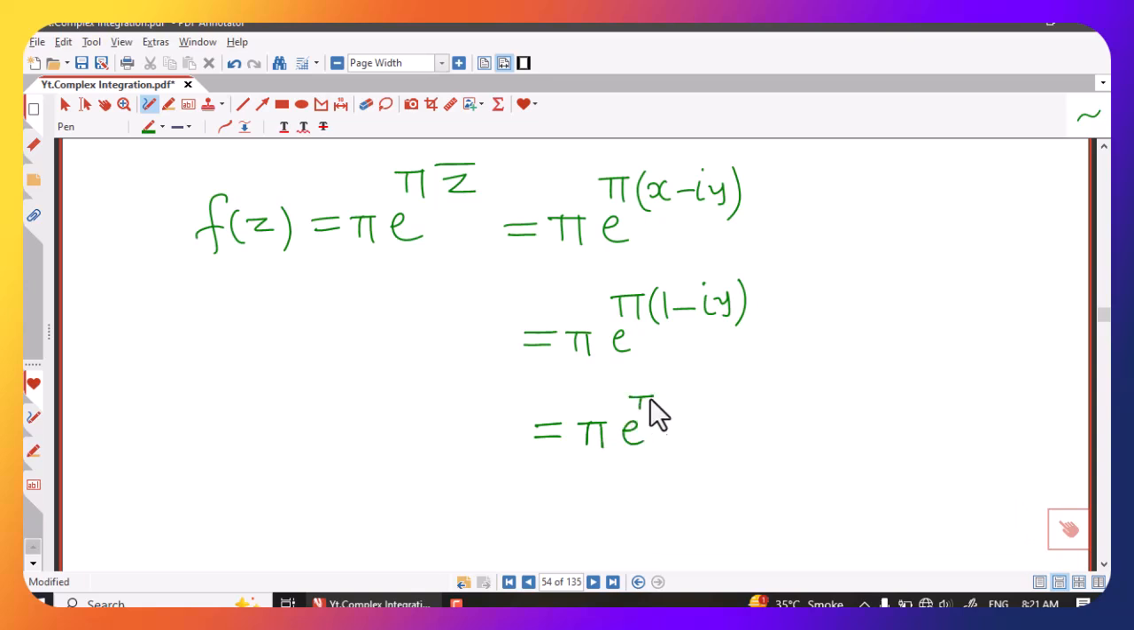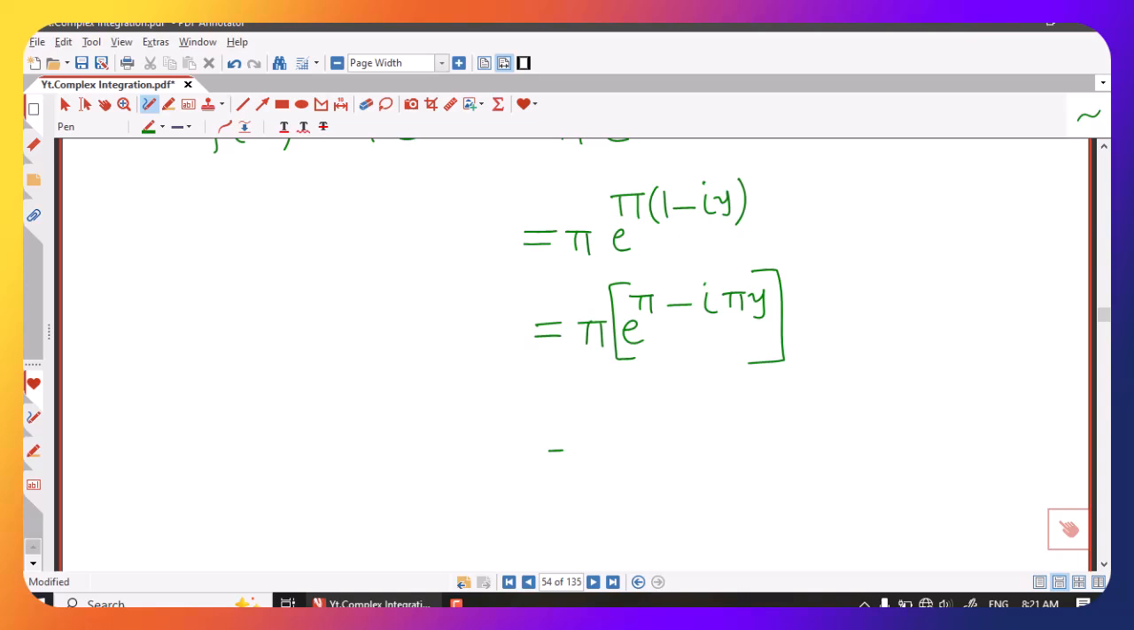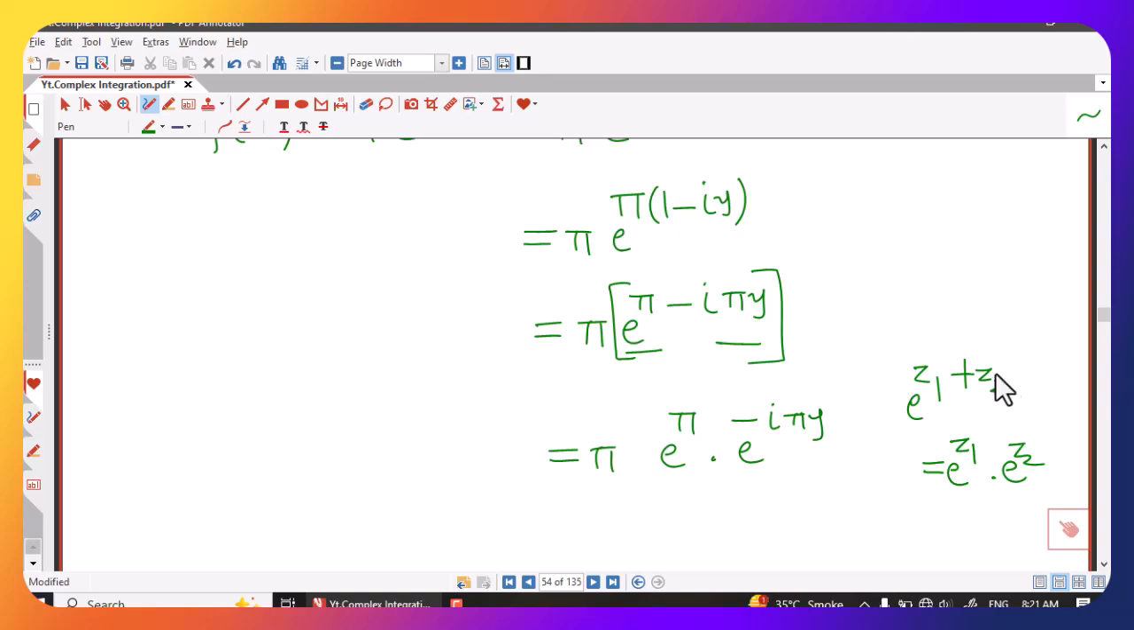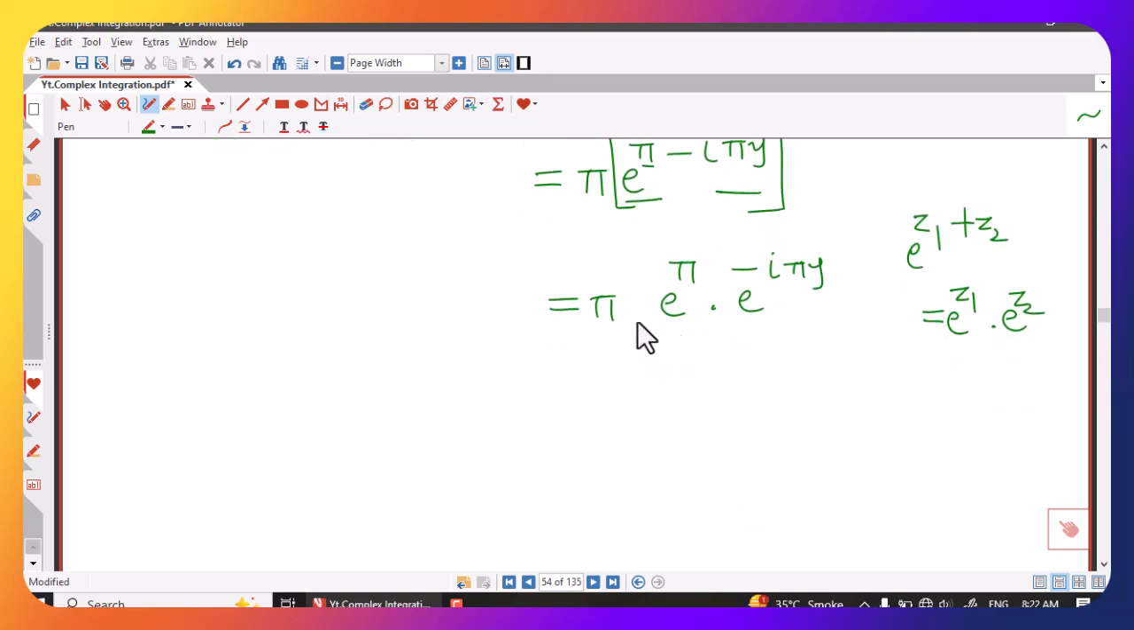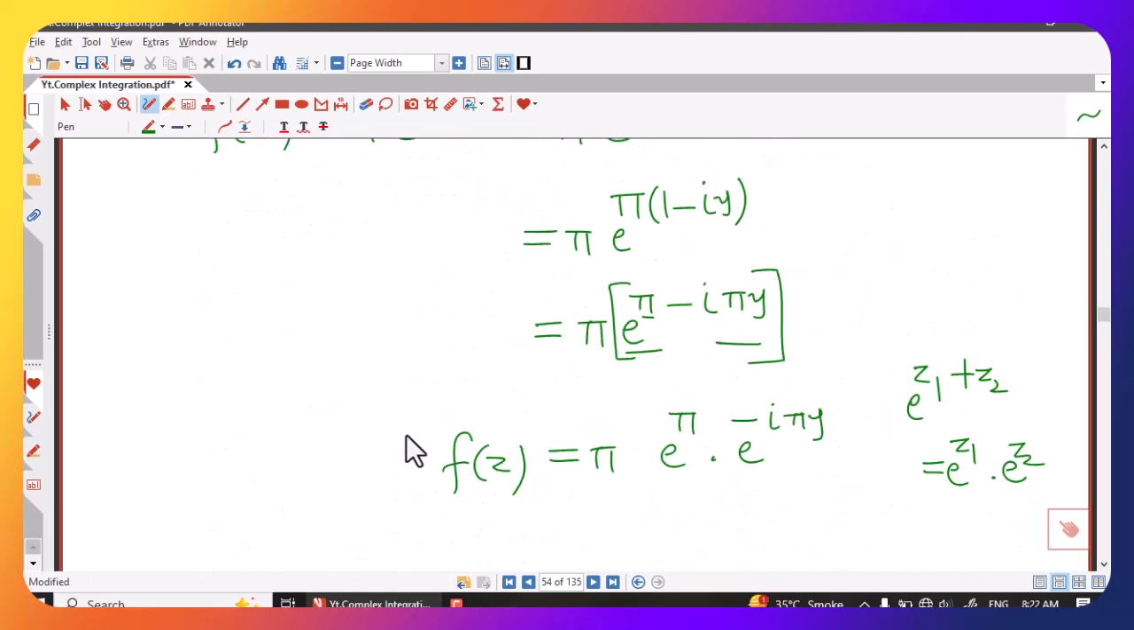We can further rewrite this as e raised to pi. Let me write one more step, pi minus i into pi into y, and this I can rewrite as e raised to pi times e raised to minus i into pi into y. Using the rule of exponents, we know that e raised to z1 plus z2 can be rewritten as e raised to z1 times e raised to z2. So here we consider z1 equal to pi and z2 equal to minus i pi y. So this is our function along C2, and dz is i dy and y varies from 0 to 1.